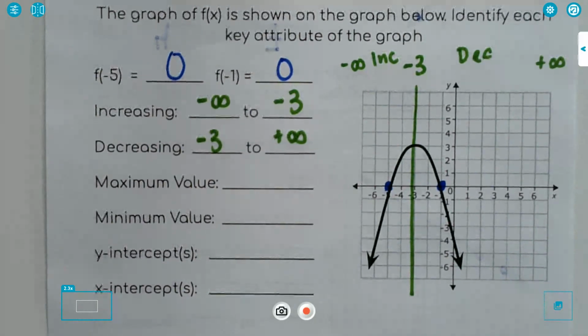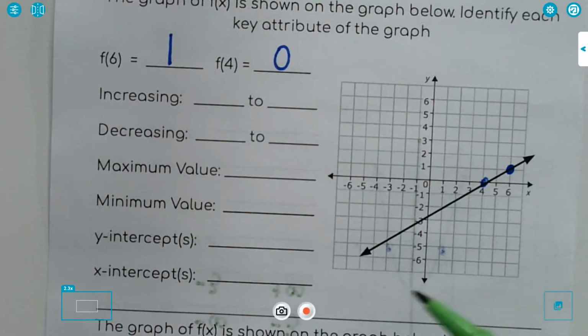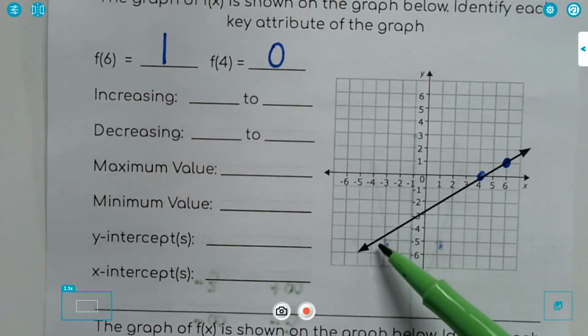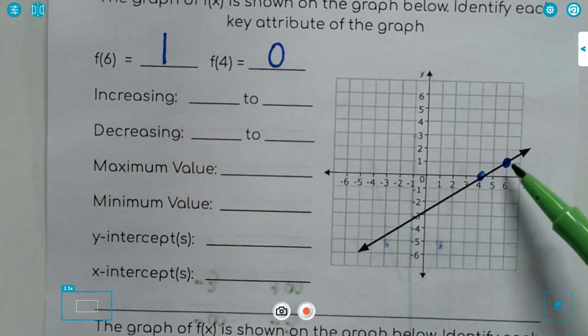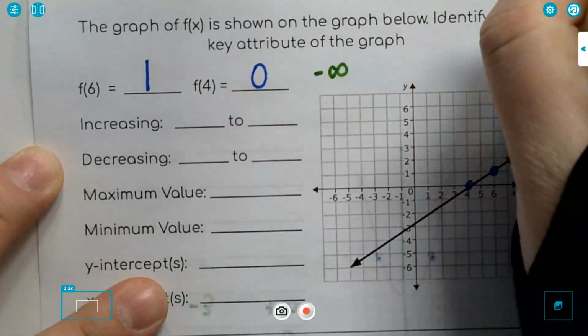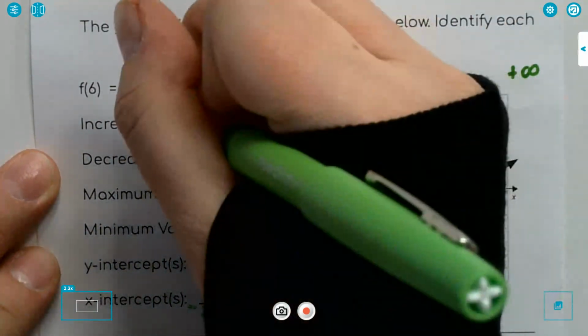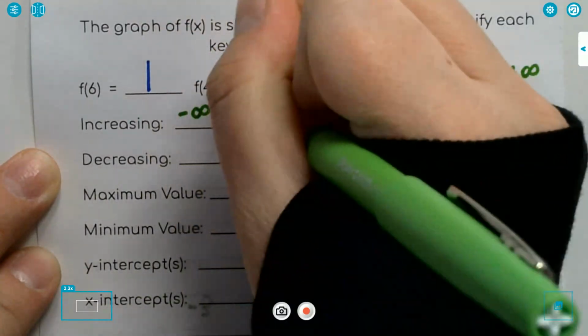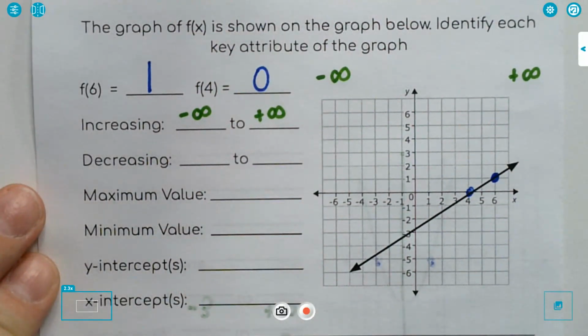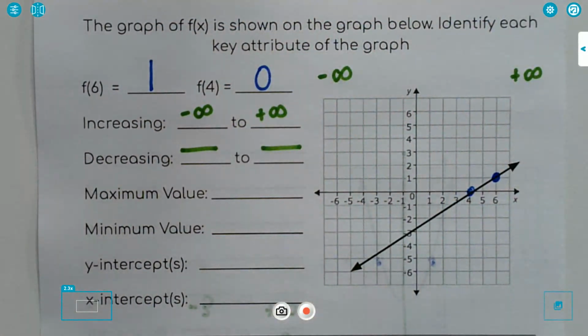Hey, let's go look at the two on the back then. Left to right, what is my graph doing? Up, up, up, up, up the entire time. So this is still left to right, -infinity to positive infinity. I am increasing that entire time, -infinity to positive infinity. I am never decreasing. Mark off those lines. Don't just leave them blank, mark them off so I can acknowledge that you understand that you're never decreasing and that you didn't just skip that question.